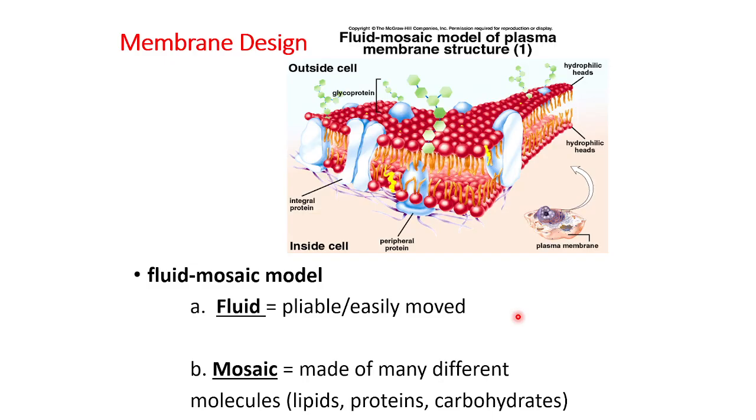If you look into the membrane design, it's the fluid mosaic model of the plasma membrane structure, where this is the outside of the cell, whereas this is the inside where you have the cytoplasm. Over here you have the hydrophilic heads that are mostly exposed to the water molecules, and over here you have the glycoproteins, or you can call them glycolipids. And to the inside you have the hydrophobic regions.